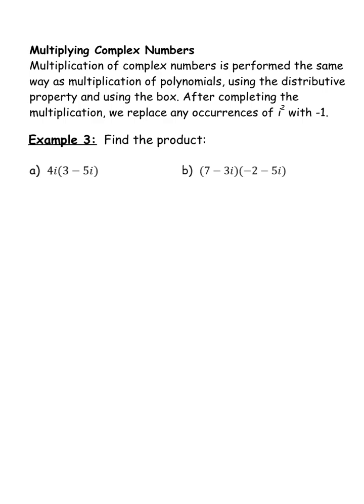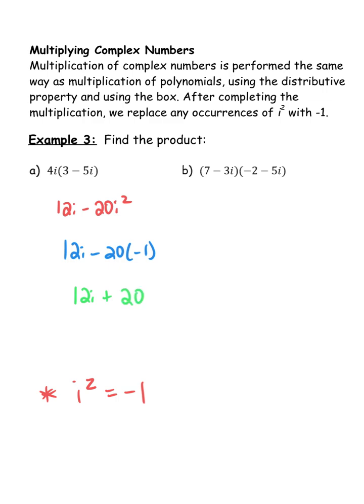All right, multiplying. Multiplication of complex numbers is performed the same way as multiplication of polynomials, using the distributive property and using the box. After completing the multiplication, we replace any occurrences of i squared with a -1. Okay, so for this first problem, we're distributing. So we get 12i minus 20i squared. Remember, i squared is the same thing as -1. So now this problem is 12i minus 20 times -1. So it is 12i plus 20. And if you're typing it in, 20 plus 12i would be in the form a plus bi.